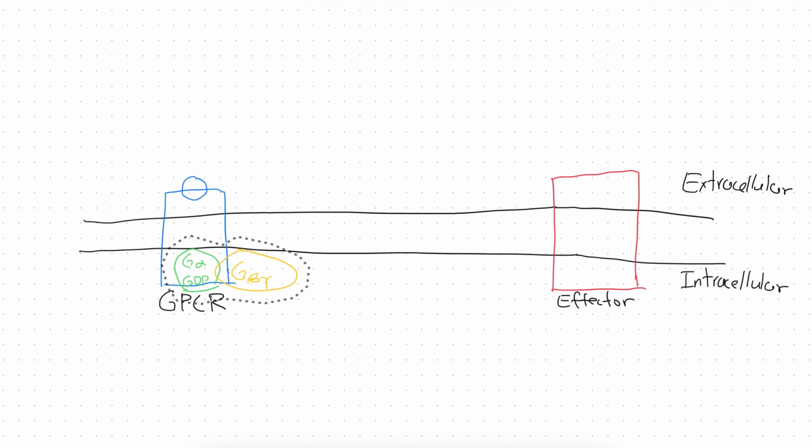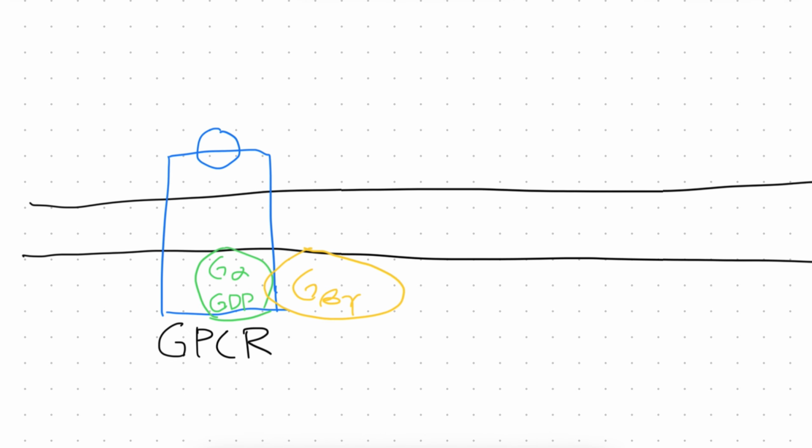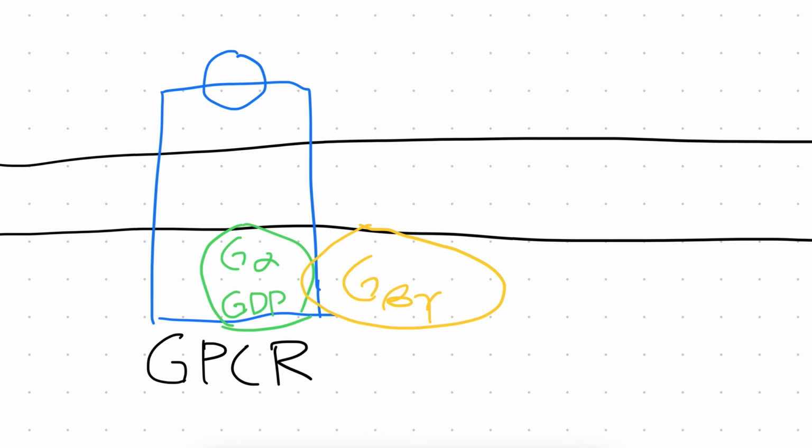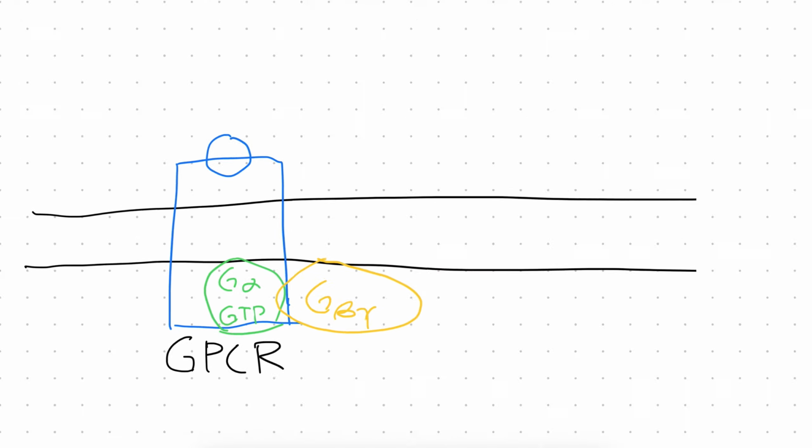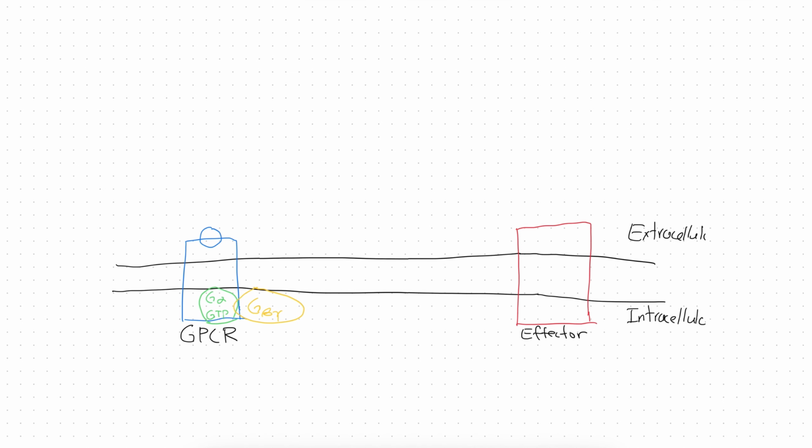And then when it happens, the GPCR also displaces the GDP, so GDP is now being displaced, and because the cytoplasm is full of GTP, once the GDP is gone, it's immediately being replaced by a GTP. Okay, so now this is a GTP. Okay, very straightforward.